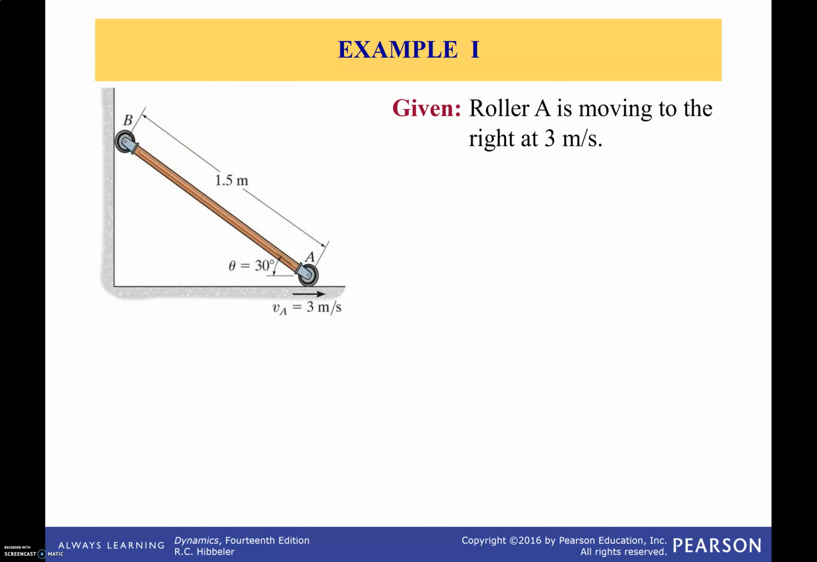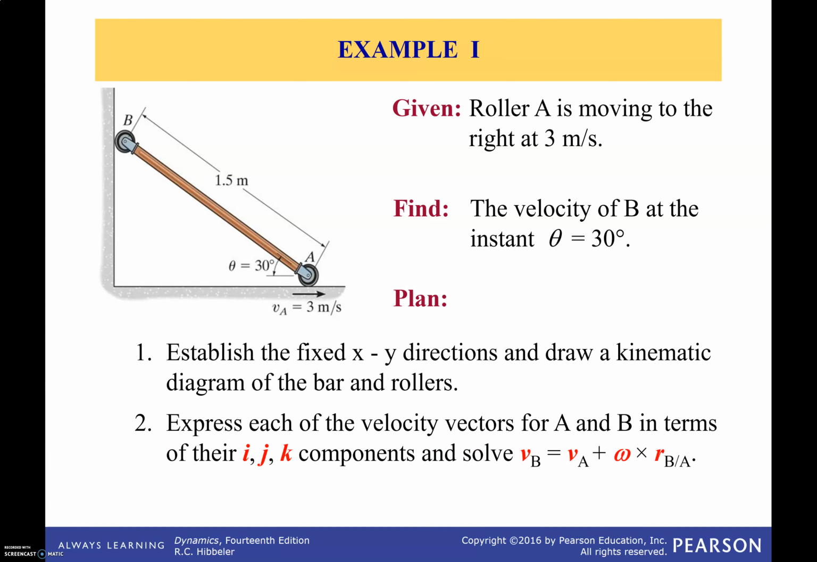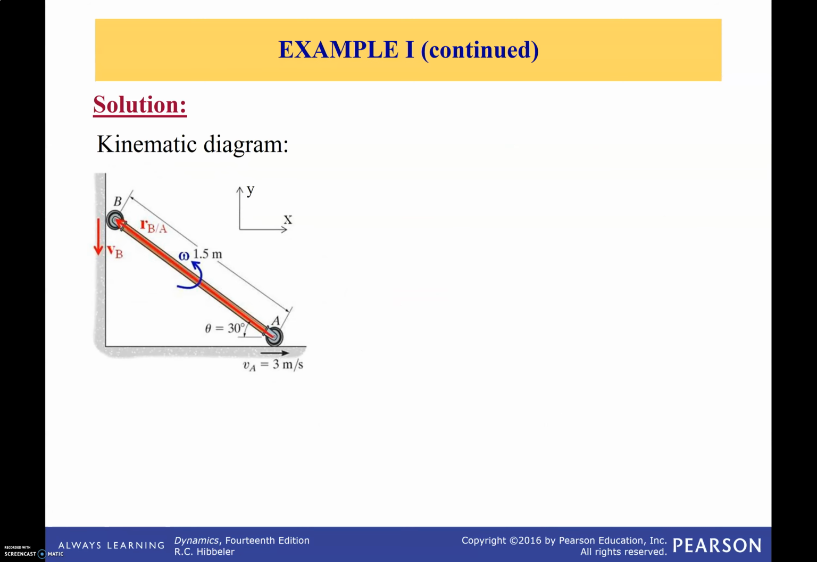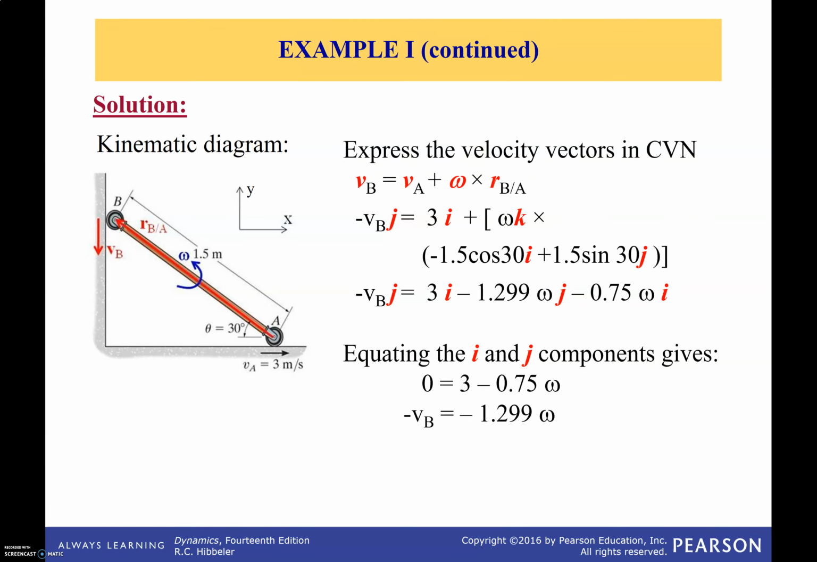We have this roller that is moving to the right. This point A is moving to the right at 3 meters per second, and you want to find the velocity at B when theta is equal to 30 degrees. So let's see how we attack this problem. So we set a coordinate system, right? XY coordinate system. And then this is our equations, right?